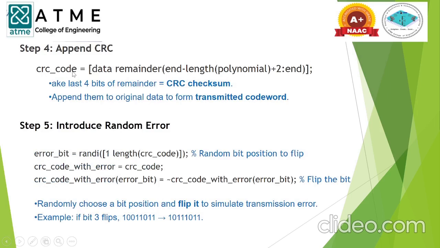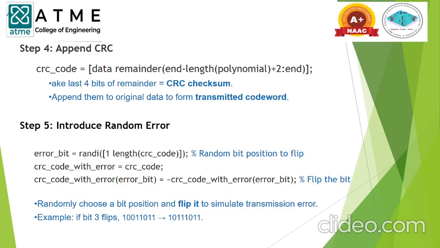Next, after this, the remainder we get has to be placed in the appended 0 value. For that, we have step 4. In the CRC code, the data and the remainder will be clubbed together with the data, that is 1001, and we'll be getting the final CRC code. In step 5, whatever the final code word is that has to be transmitted is framed. Still in step 4, we have the CRC code without error.